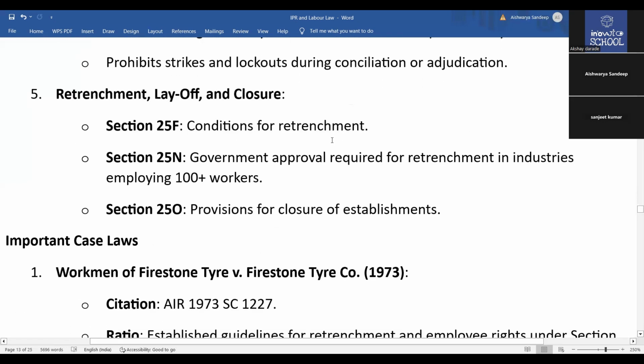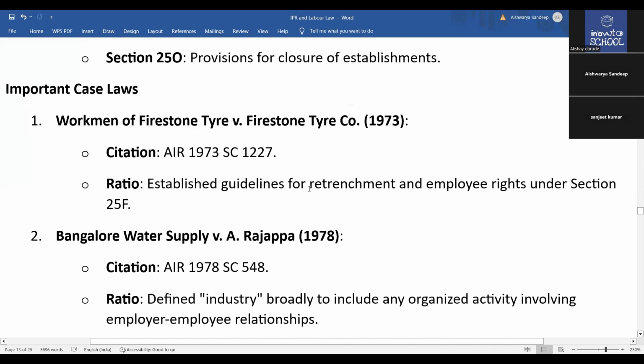Then comes your retrenchment, layoff, and closure. So section 25F, it talks about conditions for retrenchment. 25N, it talks about government approval required for retrenchment in industries. And 25O, it talks about provision for closure of establishment. Then comes your important case laws, which I've already mentioned.